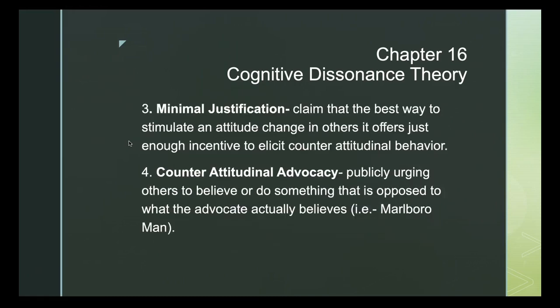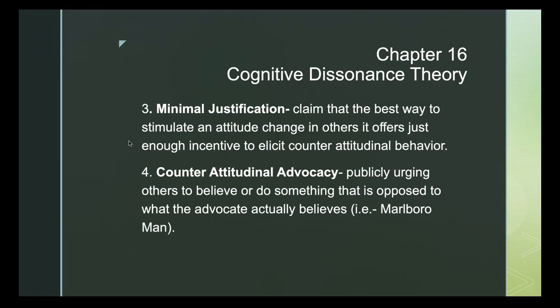The third one is minimal justification: the claim that the best way to stimulate an attitude change in others is to offer just enough incentive to elicit counter-attitudinal behavior. We talked about this in some of the other theories as well. If you're trying to persuade somebody, I think this was within social judgment theory actually, you're not going to start with something they automatically reject. You're probably going to start more with something that they're non-committal towards, okay?